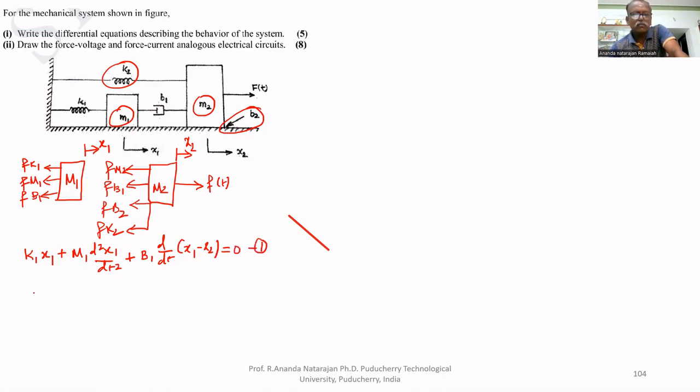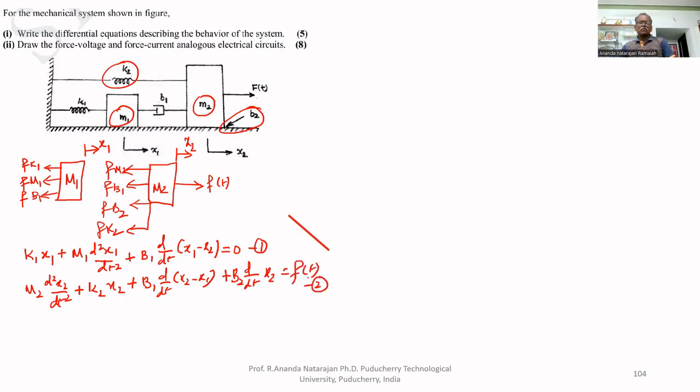The second differential equation, because of mass M2, is Fm2, that is M2 d square X2 by dt square, plus K2 X2, plus B1 d by dt of (X2 minus X1), plus B2 d by dt of X2, equal to F of t. This is the second equation. The first part is over.